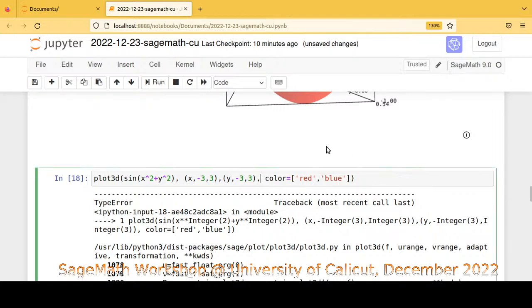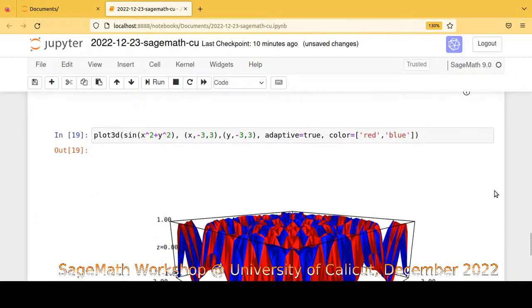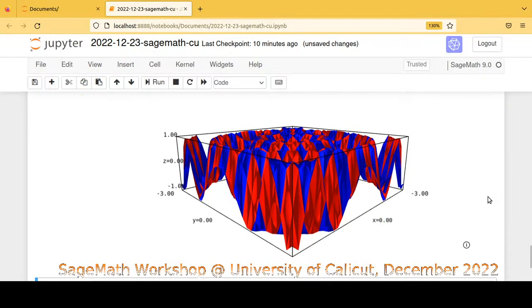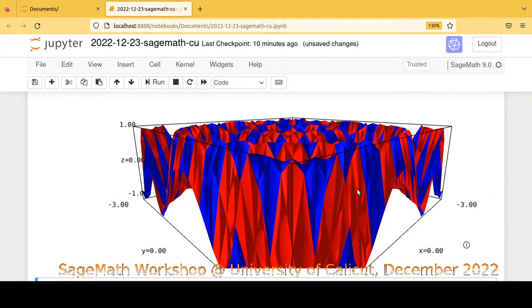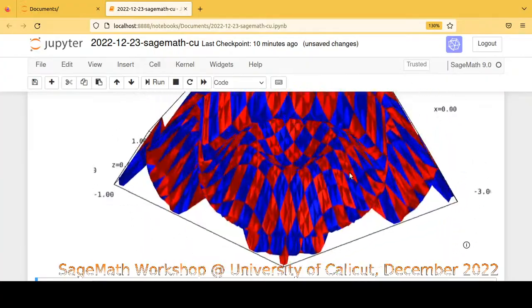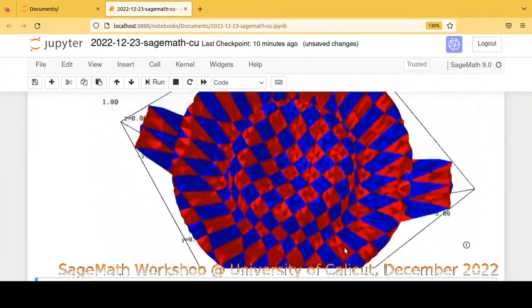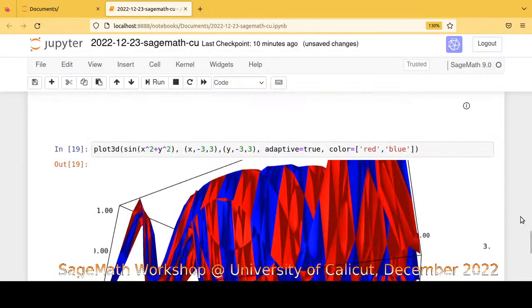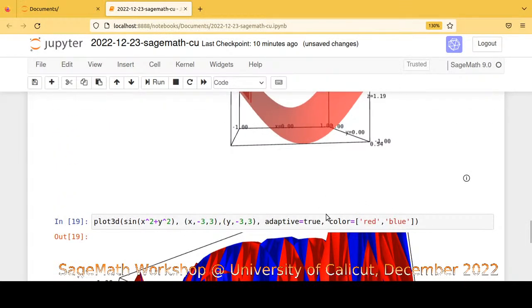Maybe I should use some extra command like, okay, then adaptive equal to true, that a parameter also needs to be enabled. So it's a kind of coloring option. Some extra things are happening here. So, okay, using red and blue, it's automatically colored alternatively, but maybe I can use the previous thing then.